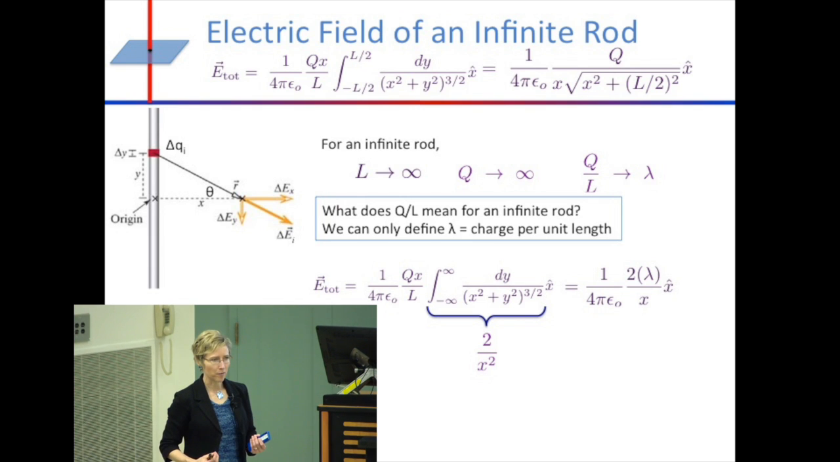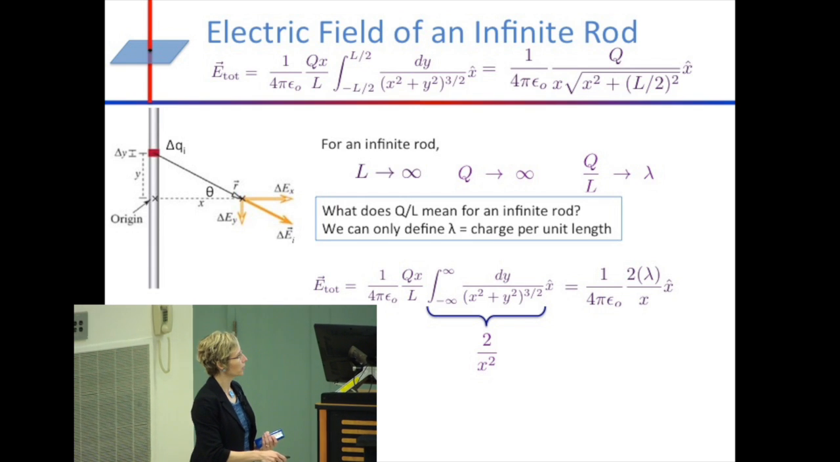Okay? Now Q over L, again, Q is going to infinity, L is going to infinity, but the ratio is constant. The ratio is just going to be lambda. Right? So are you OK with that? If I leave it as Q over L, that's the notation your book uses. All right? And again, to take this integral, I look it up on Wolfram Alpha.